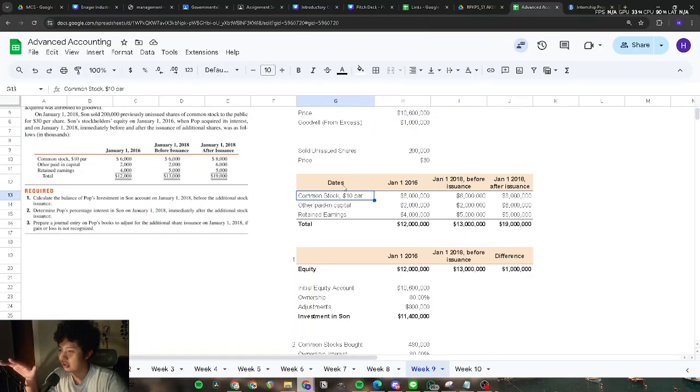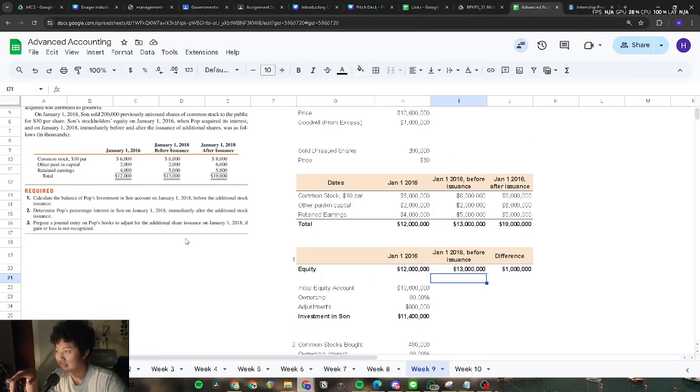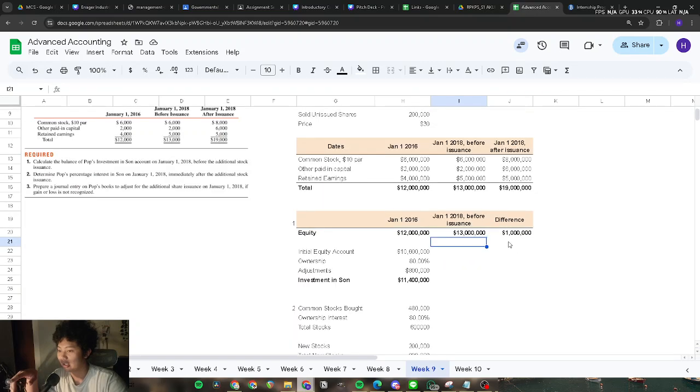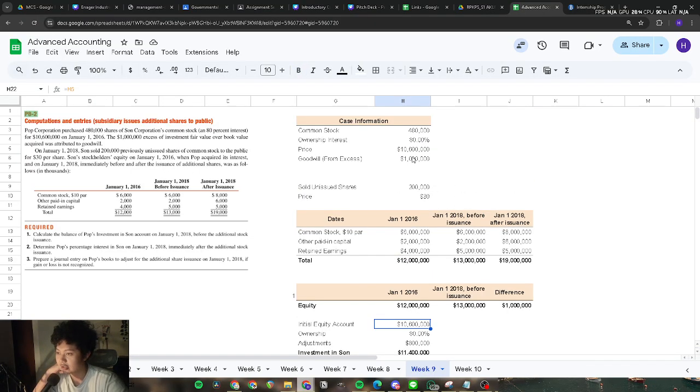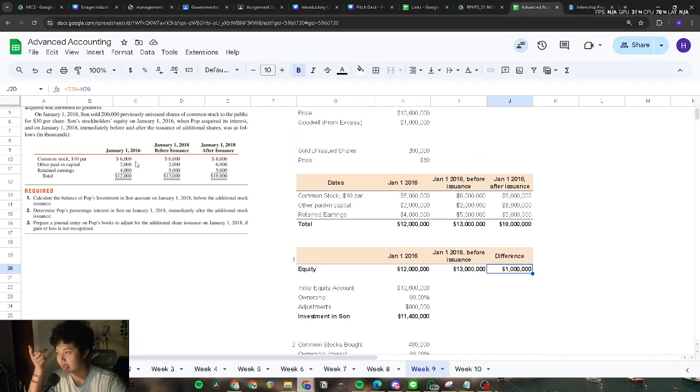So again, we're just going to go through this. January 1st, you have 12 million. So I put 12 million here, and then before the issuance you have 13 million, as you can see here. And then we have to know the difference between the two, because that itself will adjust the investment account. Okay, so you have your initial equity account of 10,600,000, and you want to adjust that with the difference between the equity here.